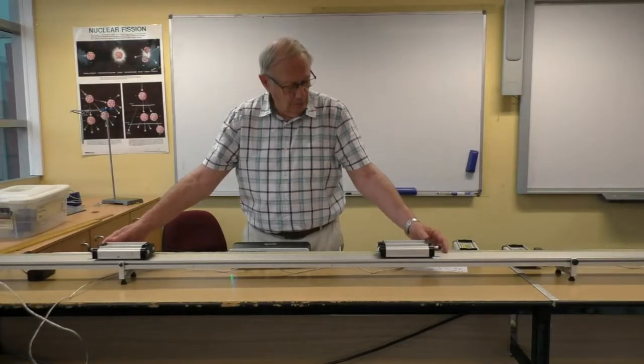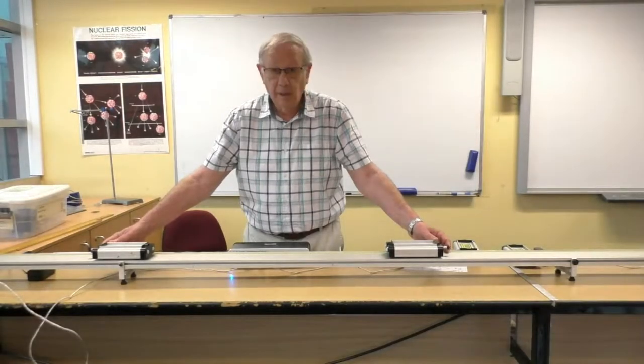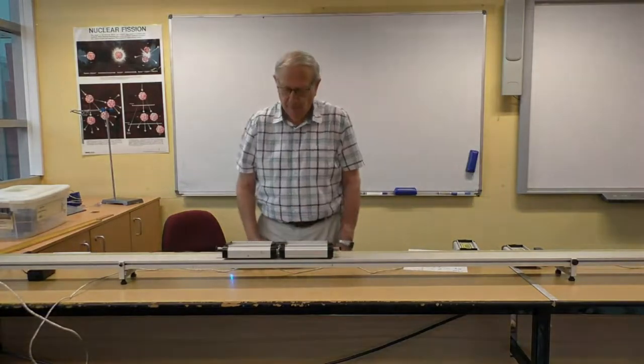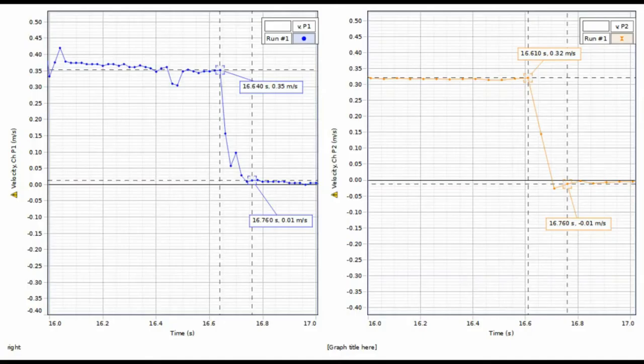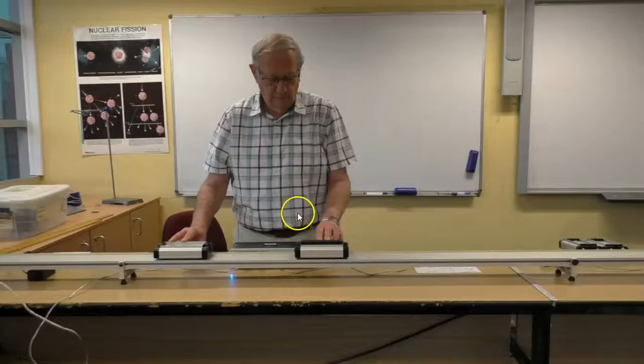Now we've got two equal masses, and they'll be colliding inelastically. In other words, they'll be joining. So here the figures are 0.35 and 0.01. Up here minus 0.32, and down here plus 0.01. Notice the way in which in inelastic collisions these two are the same.